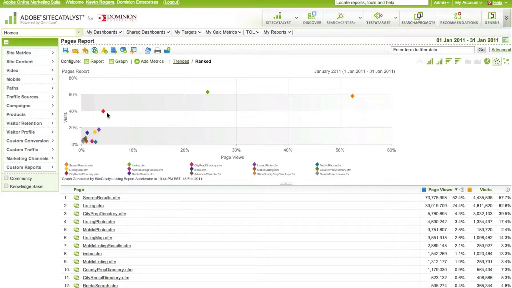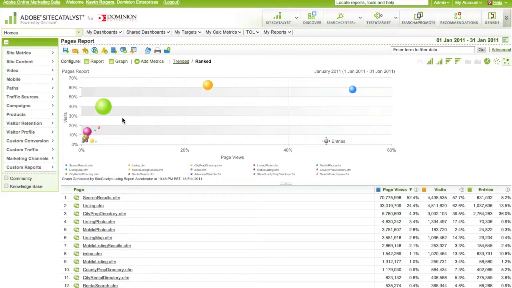Using the scatterplot graph, I can easily isolate which items do not fall in line with the rest of the items in the report. Now if I add in a third metric to the report, and change the chart type to the bubble graph, that could possibly give me a little more insight as to why this one item seems to not really fall in line with the rest of the items in the report.